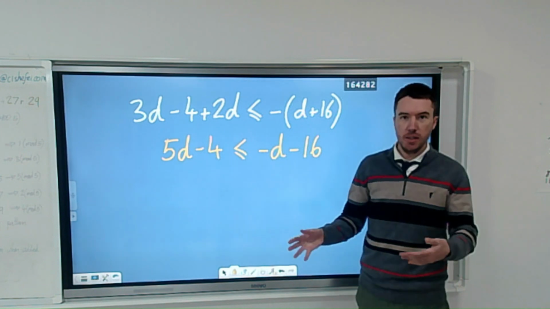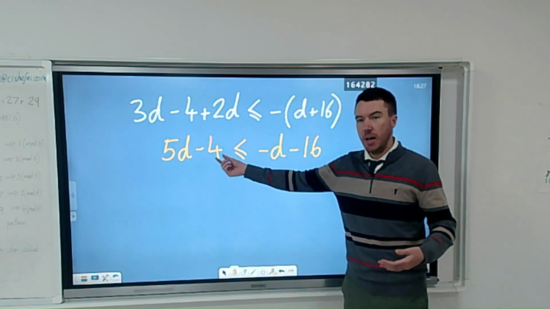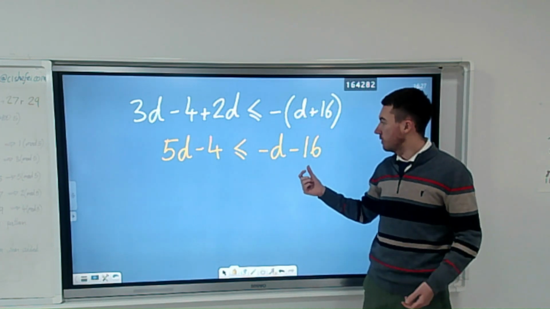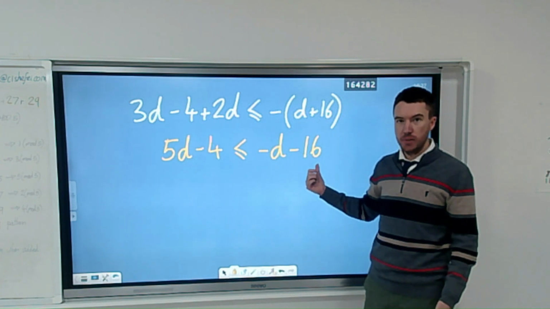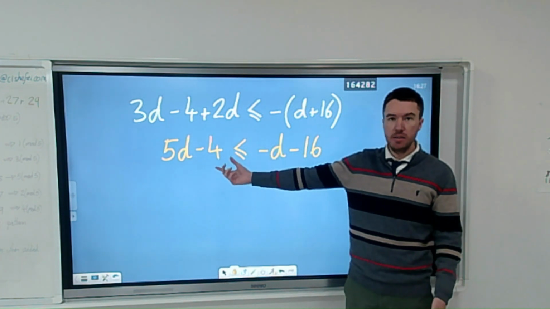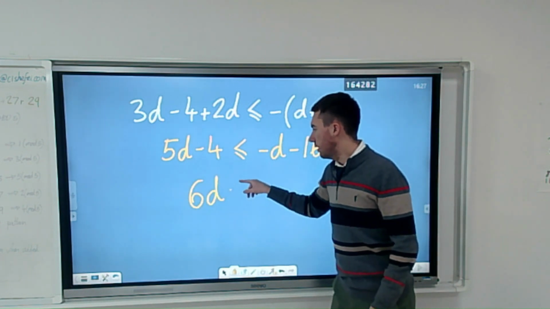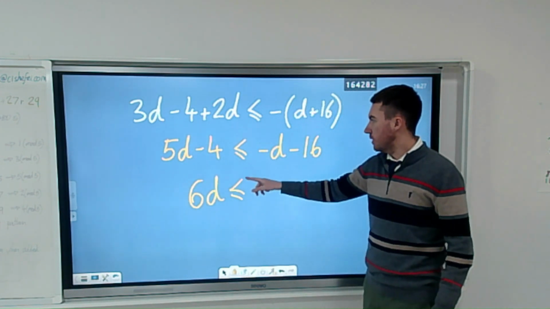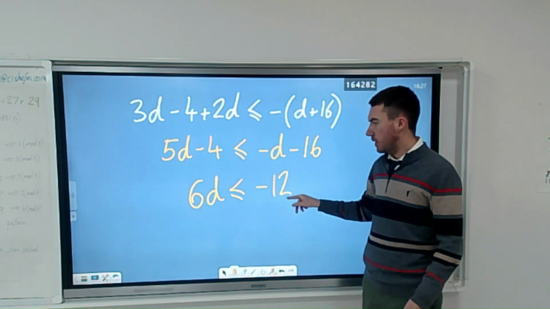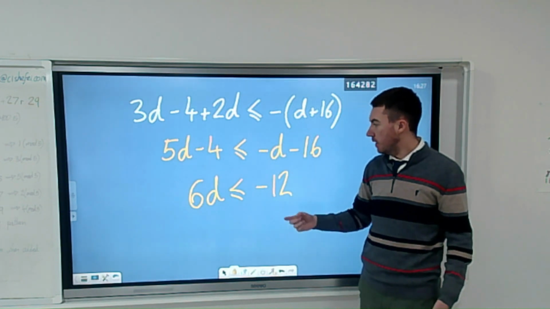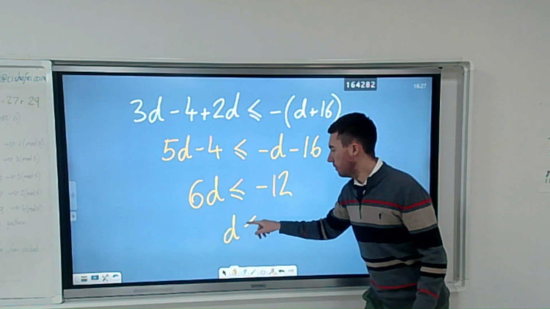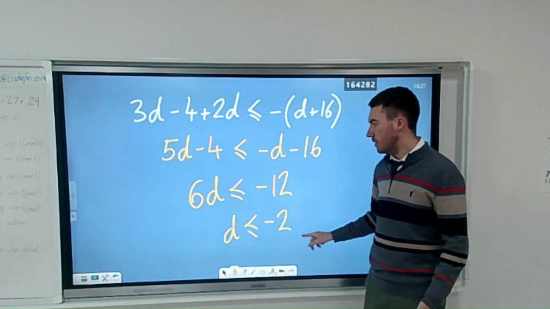Okay. The next thing we're going to do is add 4 to both sides, so the numbers will be on this side, and we're going to add d to both sides, so the variables will be on this side. And we'll get 6d is smaller than or equal to minus 12. And then we just divide by 6, and we get d is smaller than or equal to minus 2.